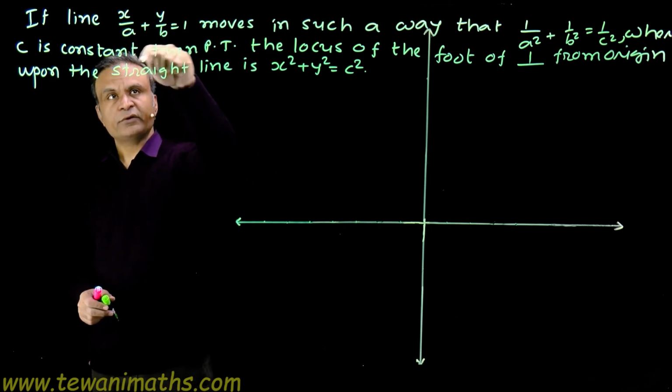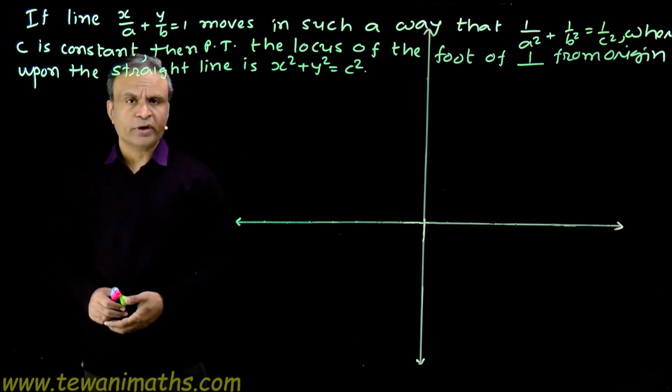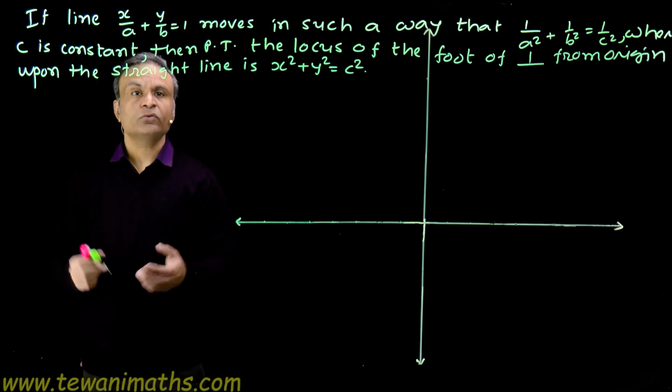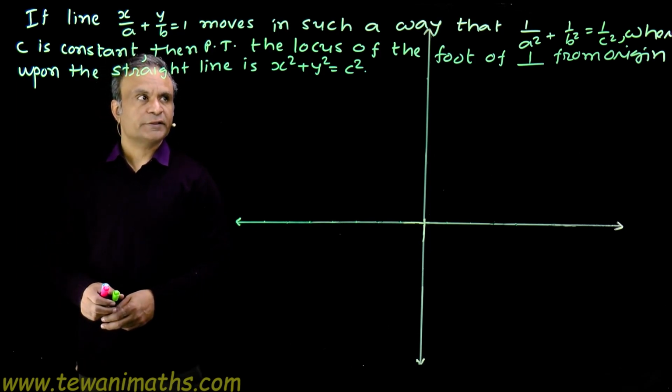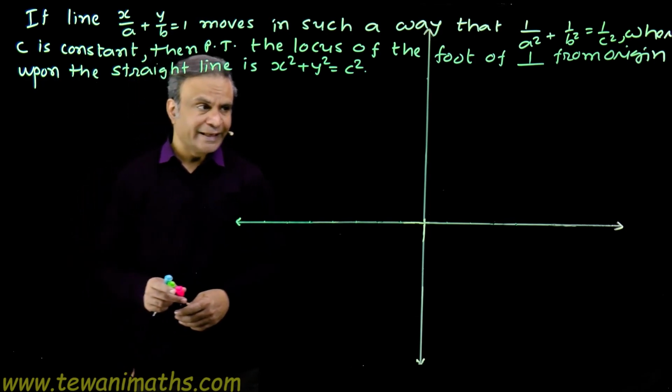Now here we have two variables a and b. So to get the locus of the required point, we will eliminate variables a and b. अगर क्वेश्चन में कुछ वेरिएबल्स गिवन है तो हम क्या करते हैं, उन वेरिएबल्स को एलिमिनेट करते हैं. ठीक है ना. Now let's draw this line for some set of values of a and b.